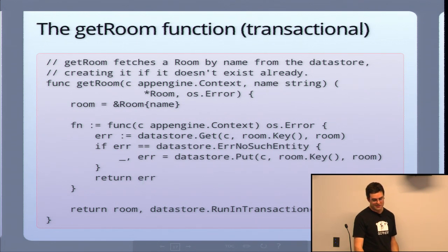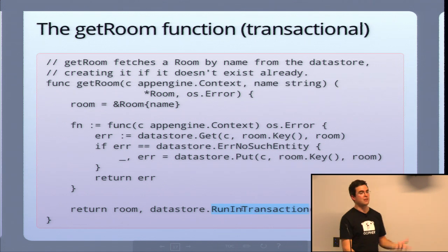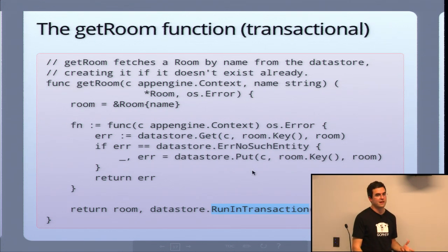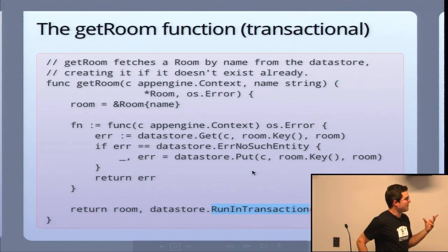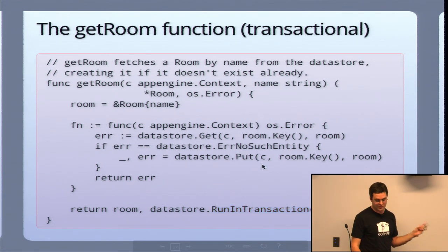And then I can pass that function into this function, run in transaction. And so it just runs this closure inside a data store transaction. So it means that I can totally avoid that race.